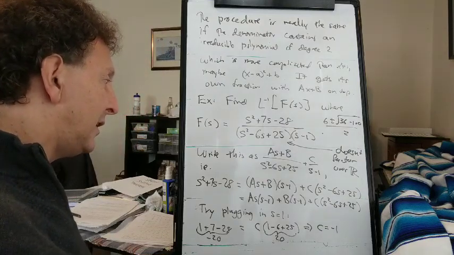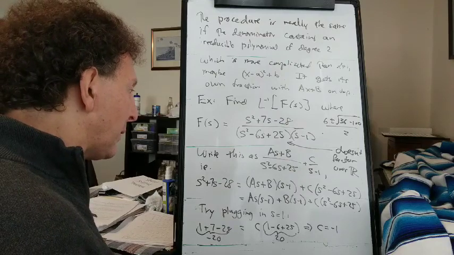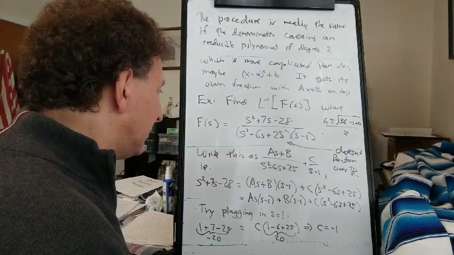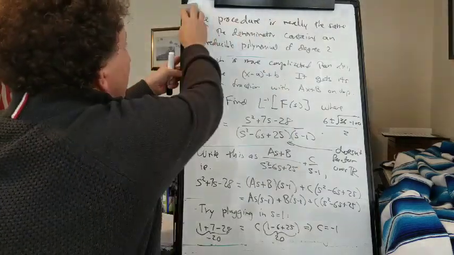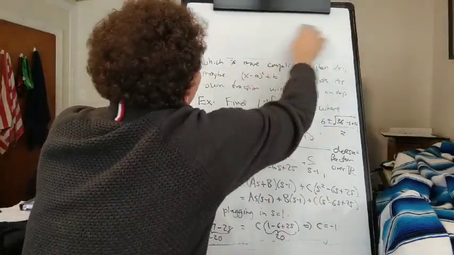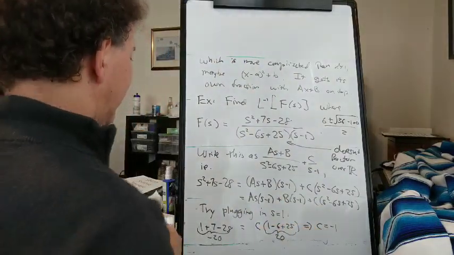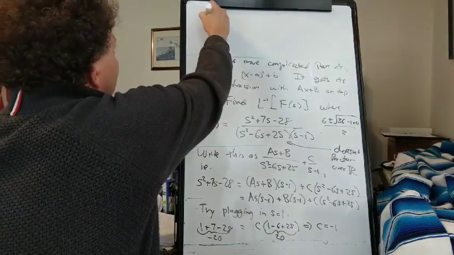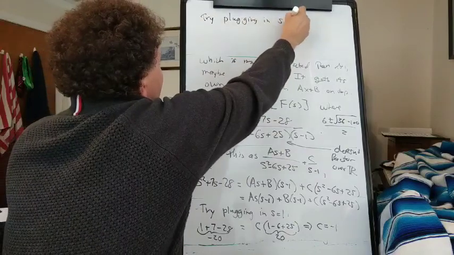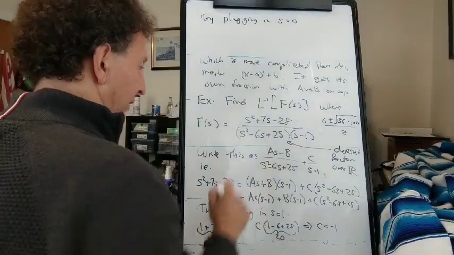Alright, so then we can try plugging in s equals 0. And I guess we know that c is minus 1, so we can just write that. So try plugging in s equals 0. That'll make this part go away, and then we'll solve for b.